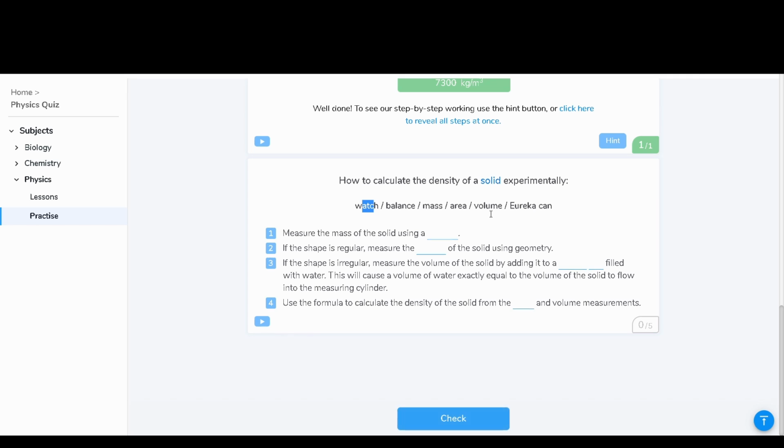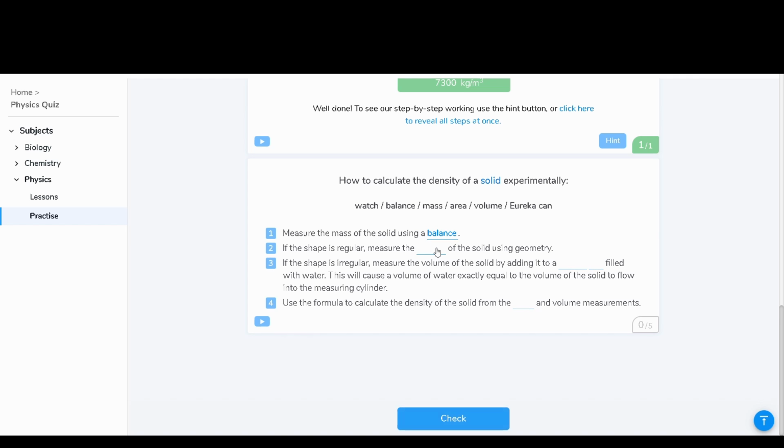Think about it. These are the words you have to choose from. What do you think is the correct answer? How can we measure the mass of a solid using what? Balance. Balance is the correct answer. Very good.